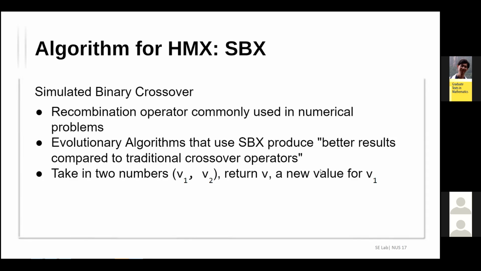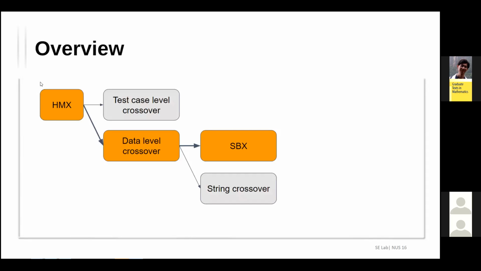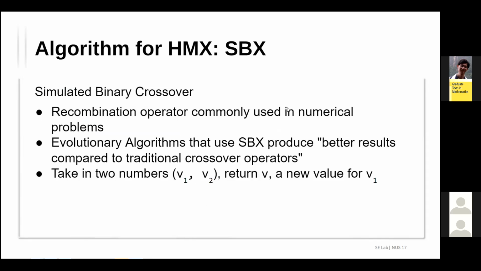I just made a comment here for more people to follow. Just in case we missed out, we can also look at the overview. We've talked about the new crossover operator. It consists of these two portions. Now we're at the data level crossover section, and we're talking about the kinds of data level crossover we can apply. In particular, now we're talking about the simulated binary crossover, just an overview in case anyone's lost right now.